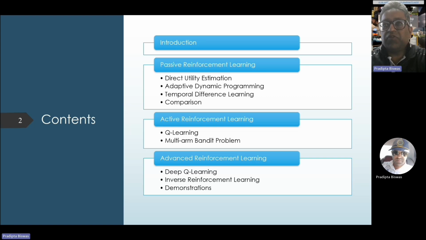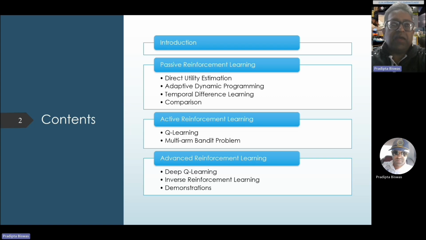In this case, I will mostly follow the notation of the book by Russell and Norvig, Artificial Intelligence: A Modern Approach. And then we will have a comparison of these three algorithms: direct utility estimation, adaptive dynamic programming, shortened as ADP, and temporal difference learning. And after that, we will go into active reinforcement learning. Subsequently, I will discuss the difference between passive and active reinforcement learning, and we will learn about Q-learning and the multi-arm bandit problem, which is a very well-known problem.